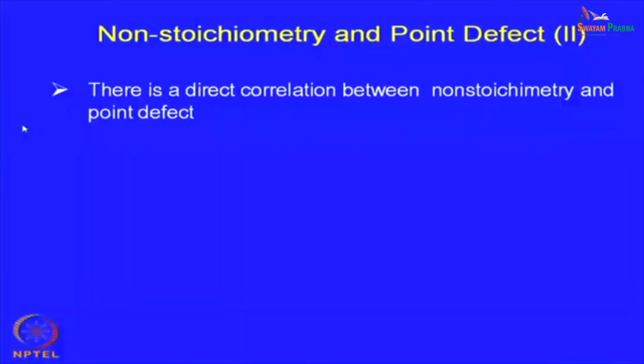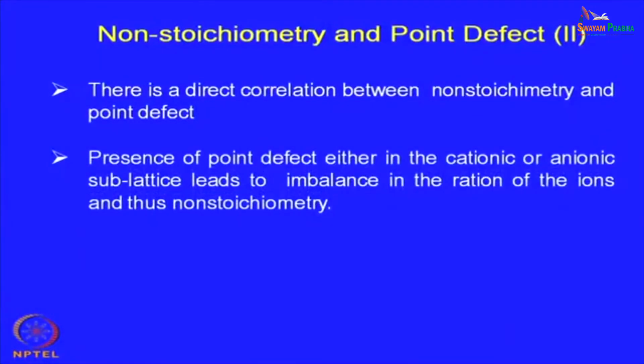Well, there is a strong, direct correlation between non-stoichiometry and point defects. It is quite obvious. The presence of point defects, either in the cationic or anionic sublattice, leads to an imbalance in the ratio of the ions and thus to non-stoichiometry.